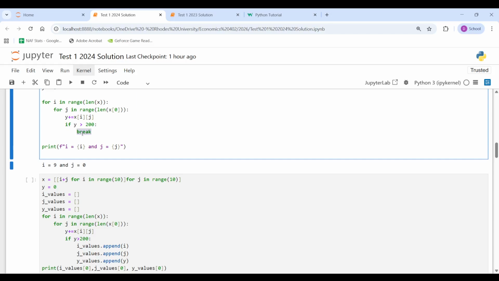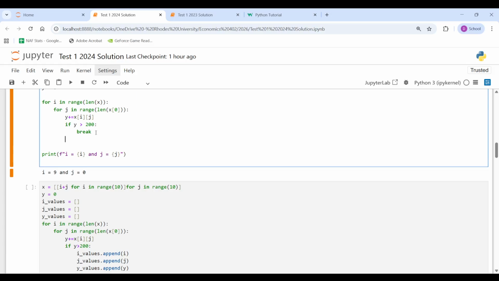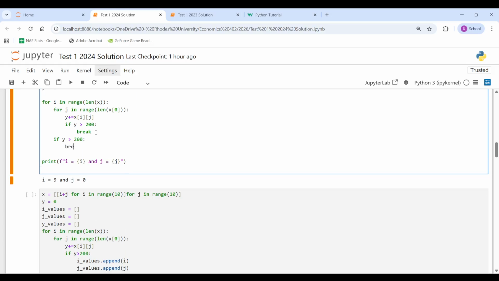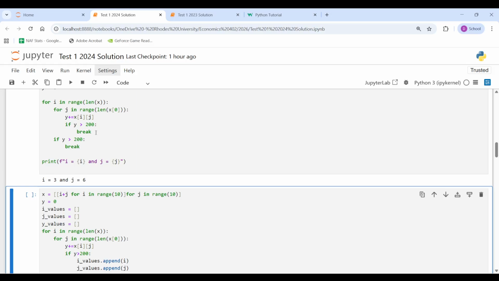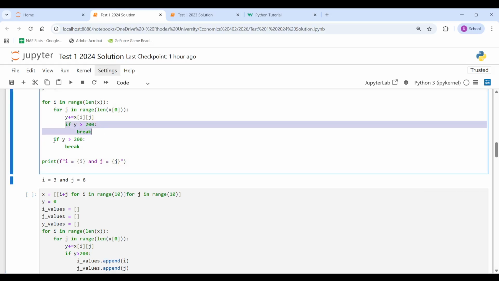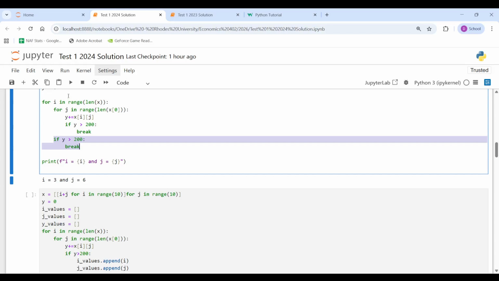What does break do? It takes you out of the loop. So it takes me out of this loop, but it doesn't take me out of that loop. That's why it breaks here, but I continues. That's why I goes to 9 and J to 0. So what you need to do is have a break for both of them. Once it breaks out of this, it needs to check again, so then it breaks out of both loops.